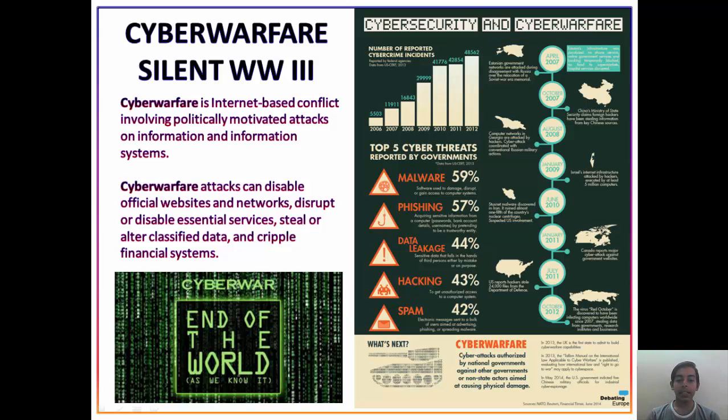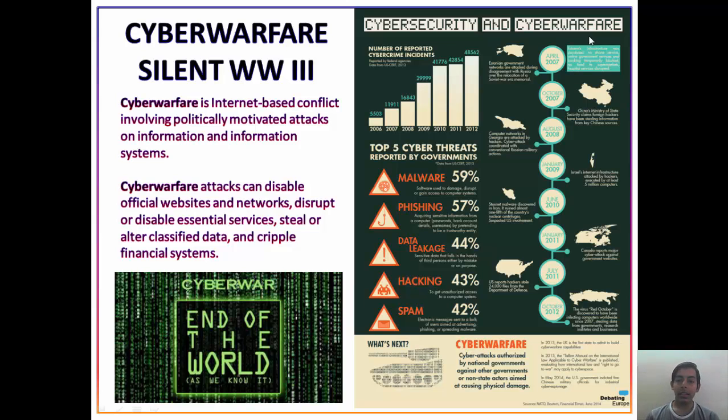Data leakage is basically sensitive data that falls in the hands of third persons either by mistake or on purpose. Hacking is basically to get unauthorized access to a computer system, and spam is electronic messages sent to a bulk of users aimed at advertising, phishing or spreading malware. So these are the top 5 cyber threats reported by the government according to the US CERT report 2013.